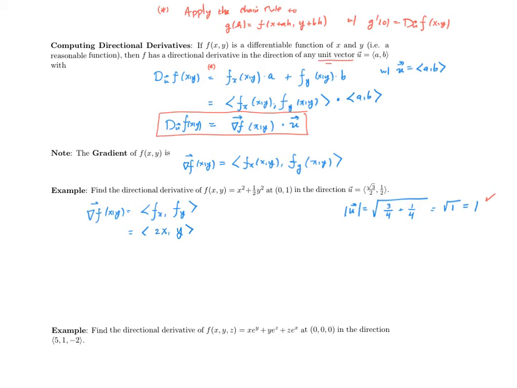That leads us to the directional derivative of the function f at the point (0, 1) in the direction of this unit vector u. This would be the gradient of f evaluated at that point of interest, (0, 1), dotted with the unit vector.